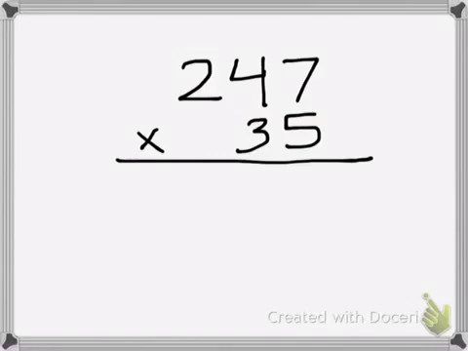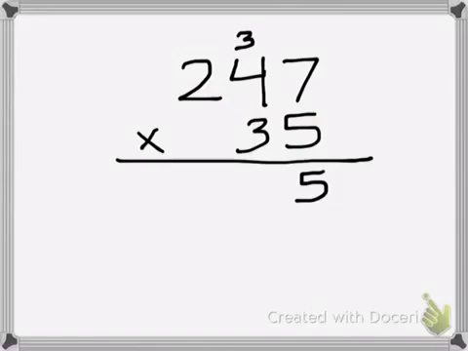So 5 times 7 is 35. I know that the 5 in the ones place goes down and the 3 in 35 gets carried. Notice that I put the 3 above the 4, which is in the tens place. I did not put it above the 2, which is in the hundreds place. So it always gets carried to just the next place over.